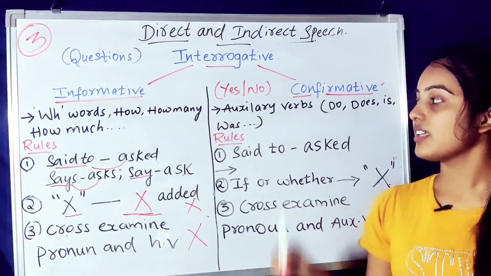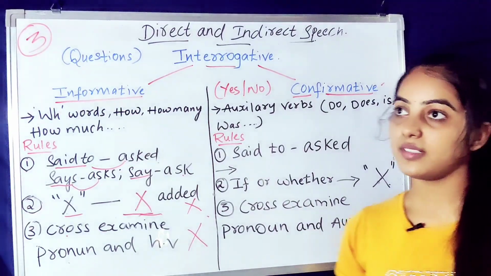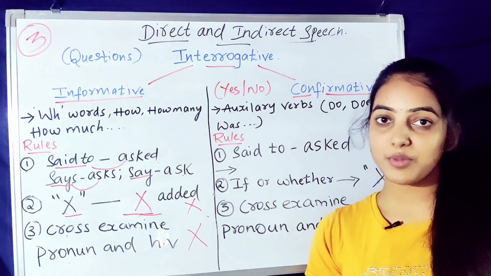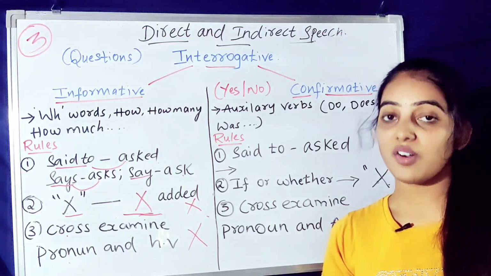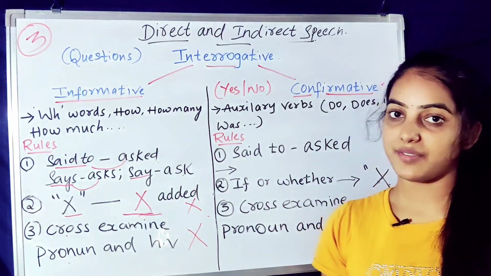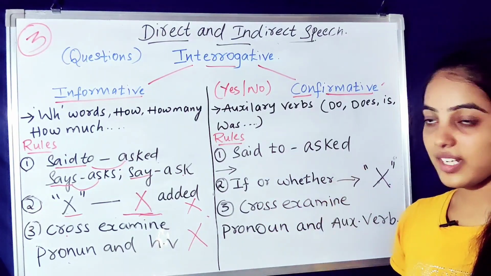And the next type is confirmative, simply called yes or no. For example, do you drink coffee? Will you go to the movie? Is it raining? All these types of questions come under confirmative. They usually start with auxiliary verbs. And here are the rules to convert into indirect speech.